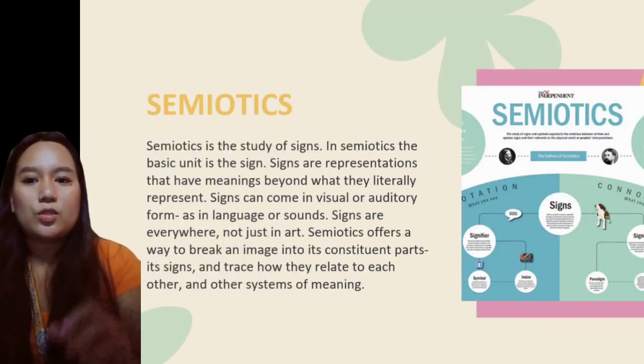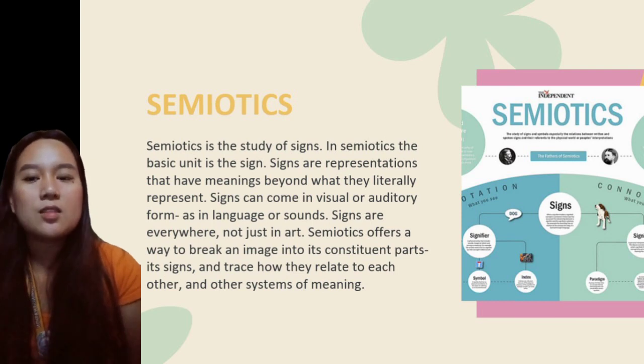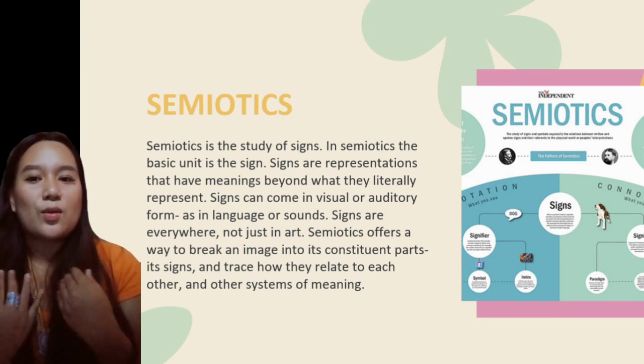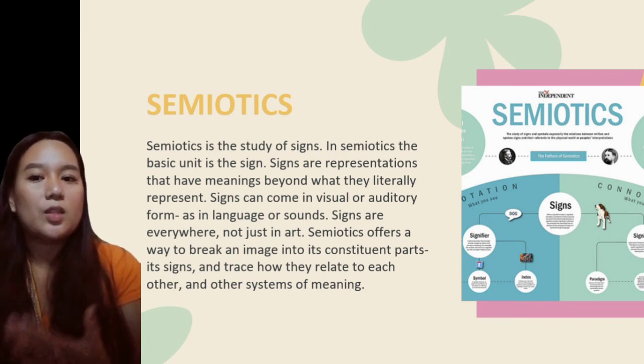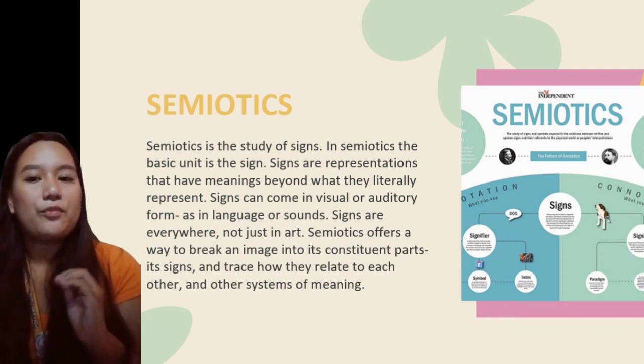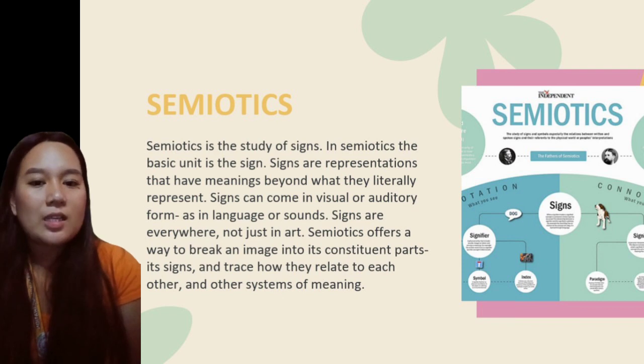Now let's proceed to semiotics. So semiotics is the study of signs. In semiotics, the basic unit is the sign. Signs are representations that have meaning beyond what they literally represent. Signs can come in visual or auditory form, as in language or sounds. So signs are everywhere, not just in art, of course.